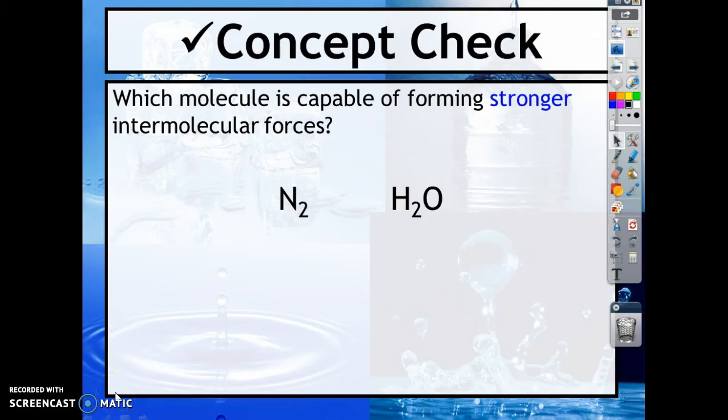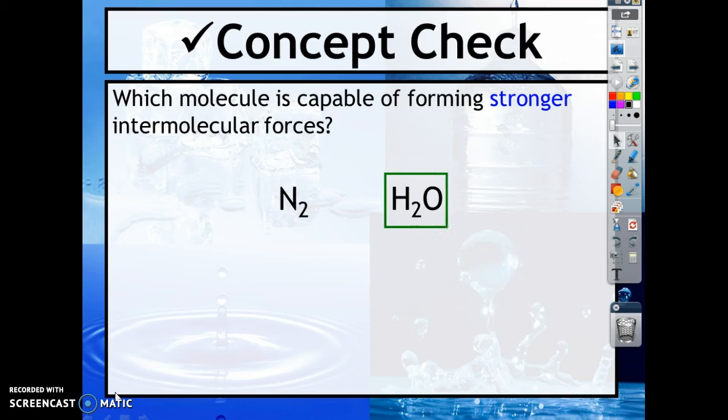Alright, welcome back to video 2 of Unit 10, and we are talking about solids and liquids. So, at the end of the last video, I asked you to think about these two molecules and decide which had stronger intermolecular forces. I hope you determined it was water, but why?